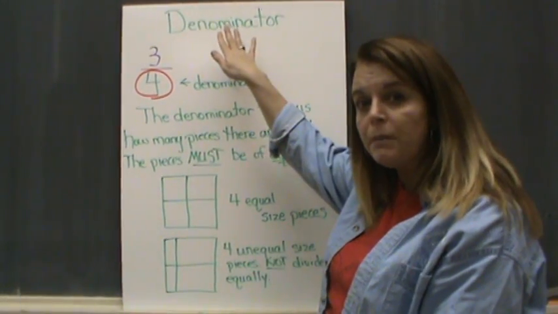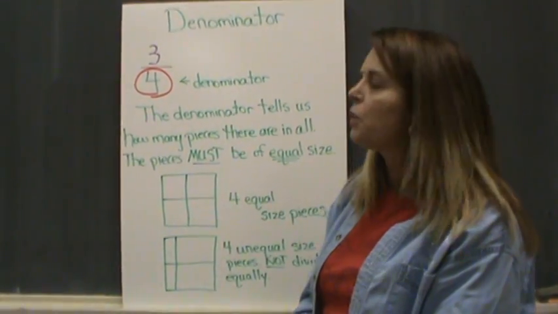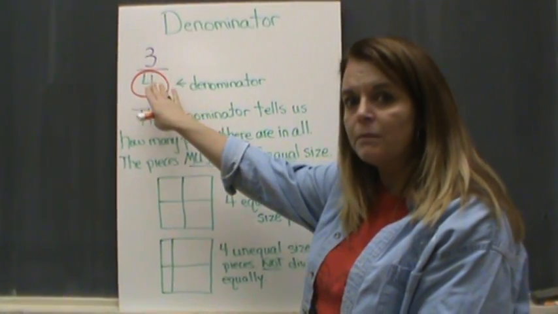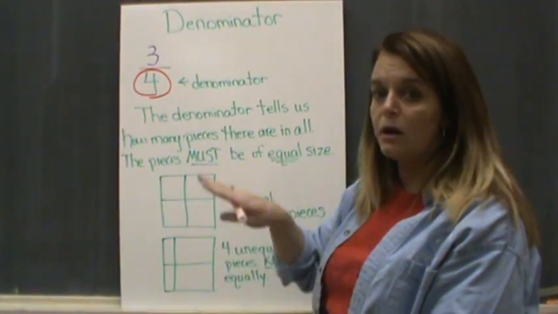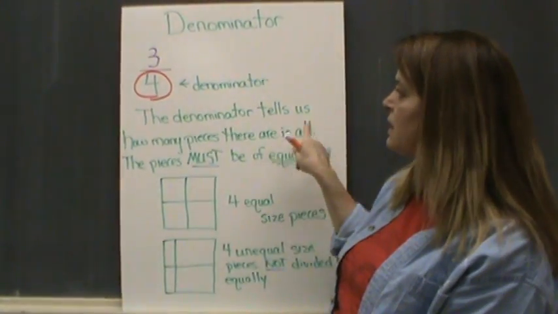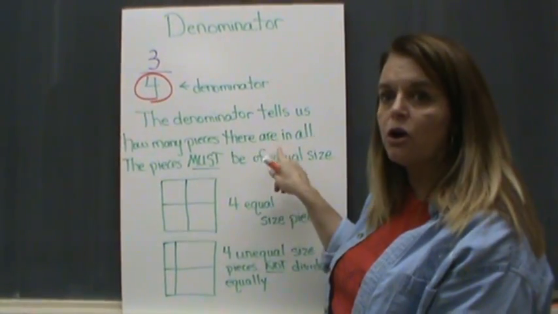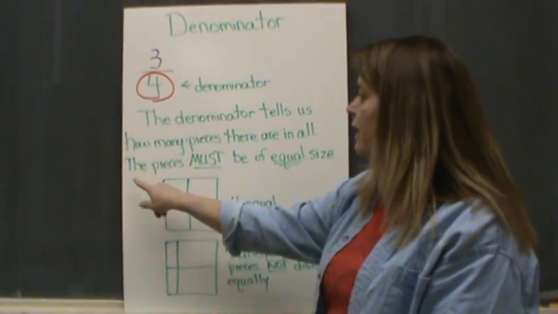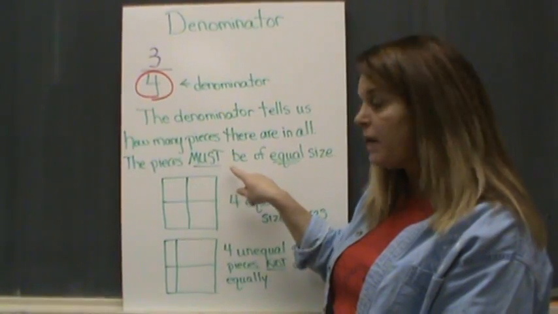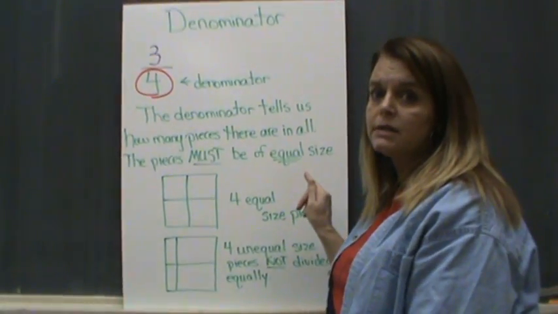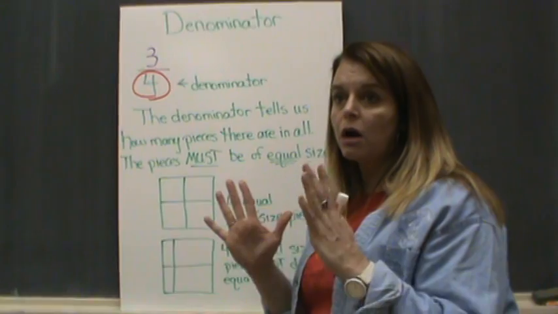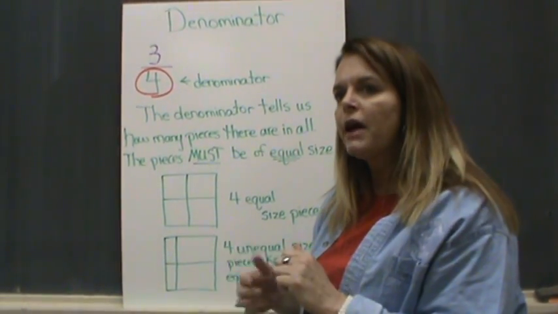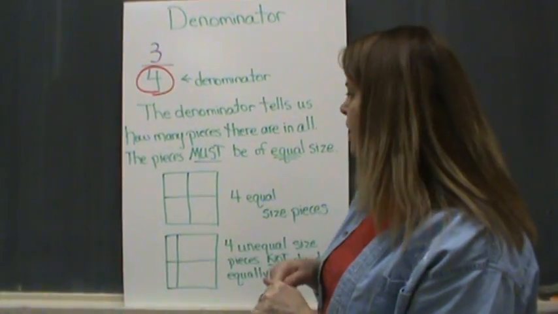Again, we're going to talk a little bit more about the denominator because it's very important. Same fraction, 3/4, 4 is on the bottom. The number on the bottom is called the denominator. The denominator tells us how many pieces there are in all. But remember, it's very important that the pieces must be of equal size. Your whole part could have 4 pieces but not be the same size. If that's the case, you can't use those in your fraction.